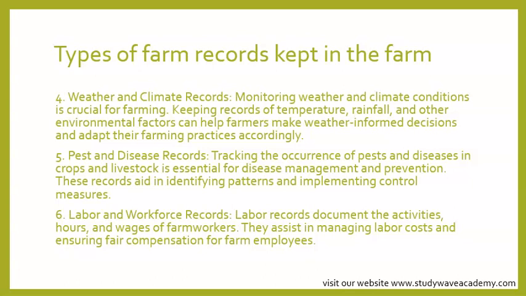Pest and disease records. Tracking the occurrence of pests and diseases in crops and livestock is essential for disease management and prevention. These records aid in identifying patterns and implementing control measures. Okay? If there are any bugs or diseases hurting your plants or animals, you write it down. This helps you figure out how to stop them.